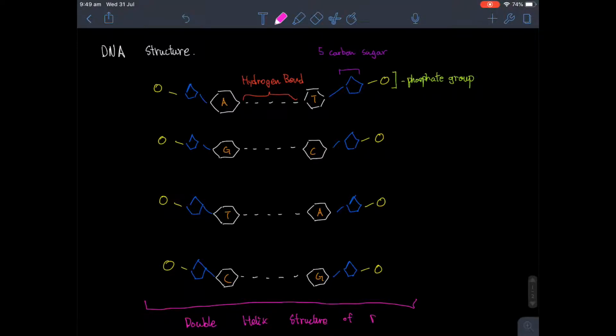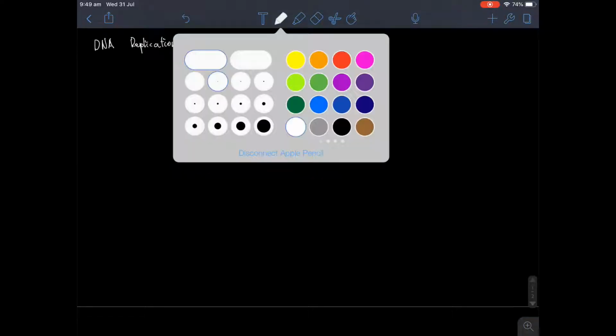So again, this curves into a double helix structure where the nitrogenous bases are like the stepping stones of the ladder, or the bars of the ladder, and then it has a sugar phosphate backbone. So next we can talk about the replication of DNA. DNA replicates semi-conservatively, which means that one of the strands is an original strand, and one of them is a new strand in each replicated DNA.